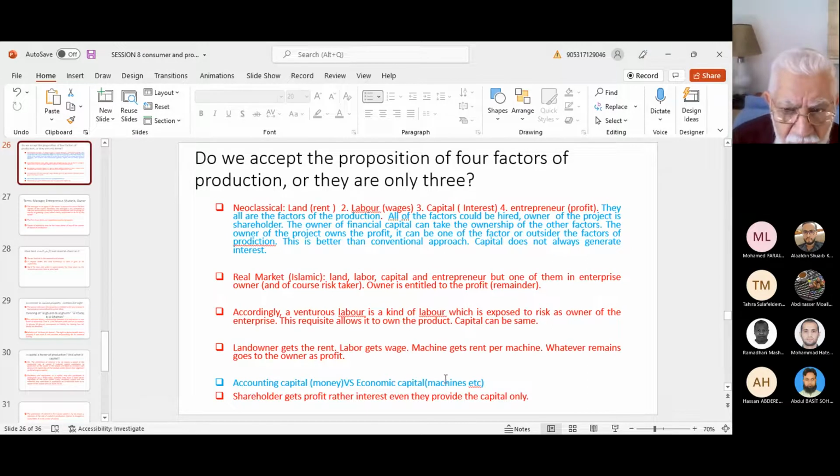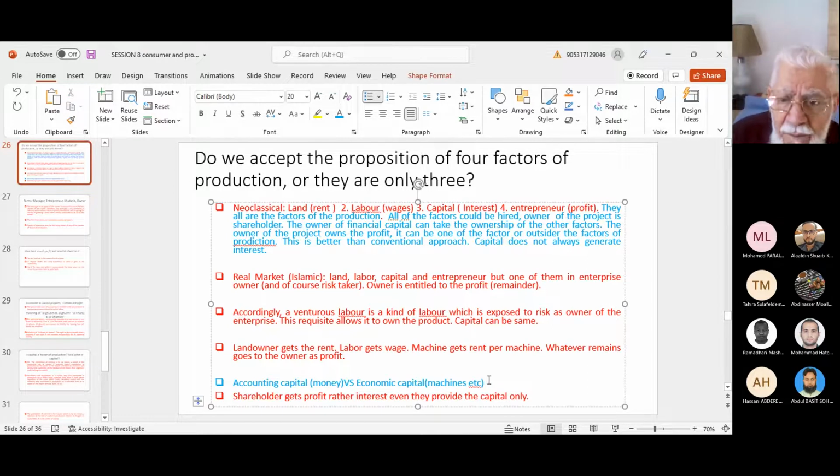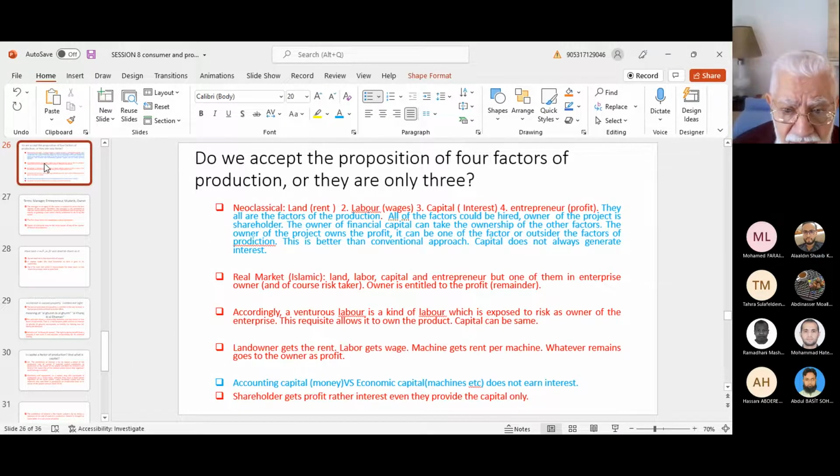So money is not one of the factors of production, but the owner of money may own the project and may hire all the four factors of production. But interest is not the price of capital; rather, rent per machine is the reward of capital, and interest has nothing to do with it. Interest is an increment in a debt, and in the Western society today, interest is an increment in a debt, not a price of money. This is a myth that interest is a price of money. It's an increment in a debt.